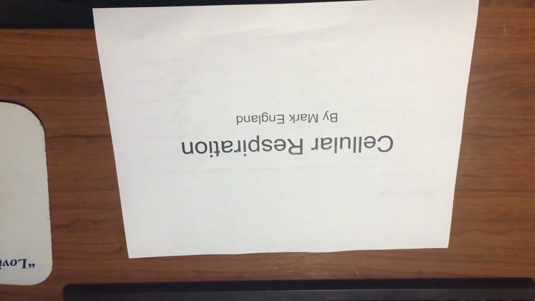Cellular respiration has four main steps: glycolysis, which is the first, pyruvate oxidation, which is the second, the citric acid cycle, also known as the Krebs cycle, is third, and oxidative phosphorylation is the fourth.